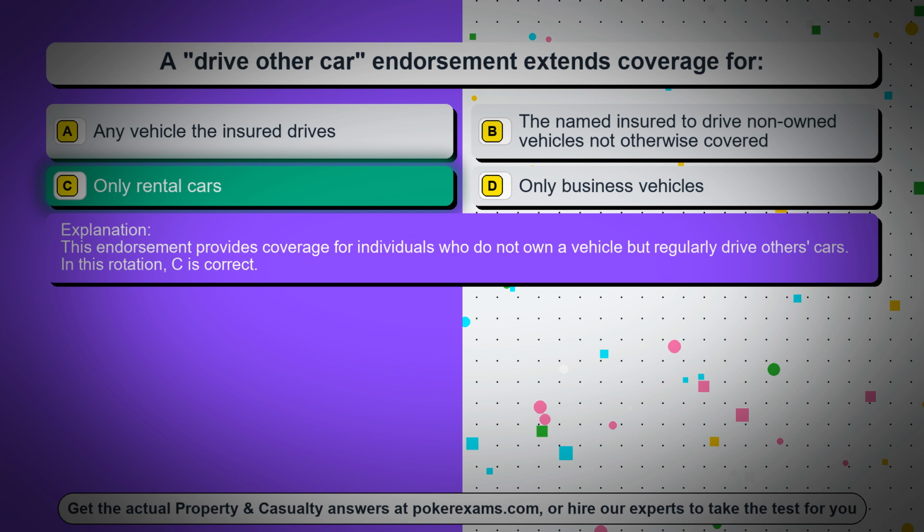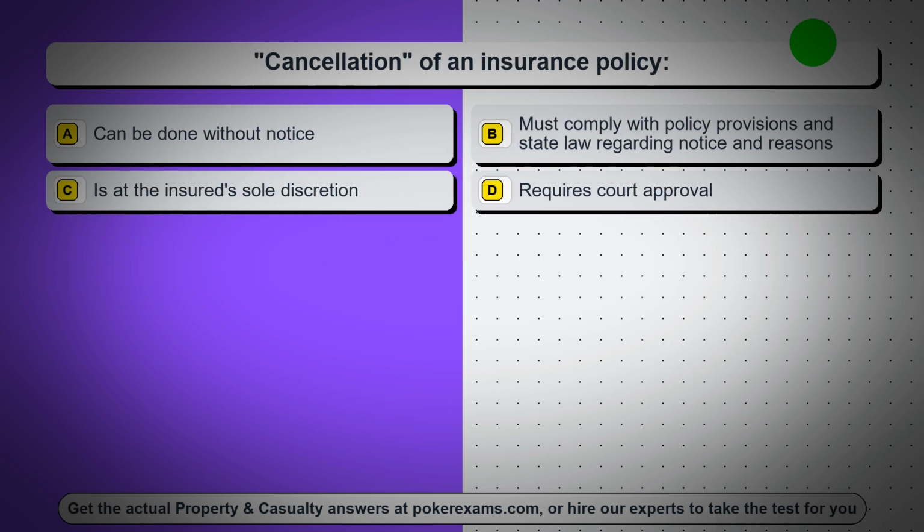In this rotation, C is correct. Question 51. Cancellation of an insurance policy. Option A, can be done without notice. Option B, must comply with policy provisions and state law regarding notice and reasons.